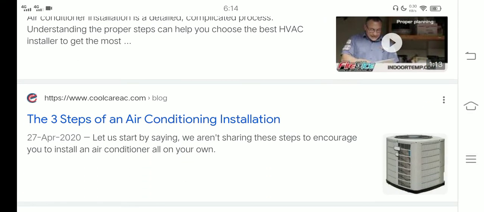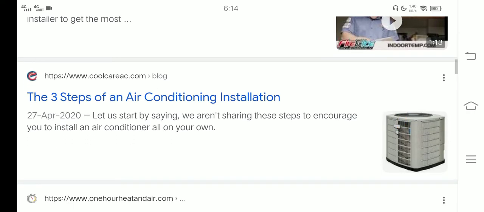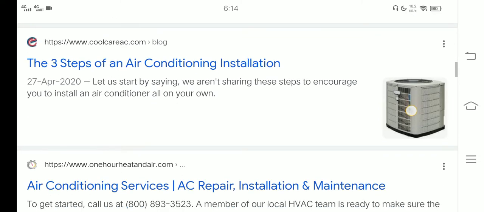The three steps of an air conditioner installation. Let us start by saying that we enunciate these steps in codes.